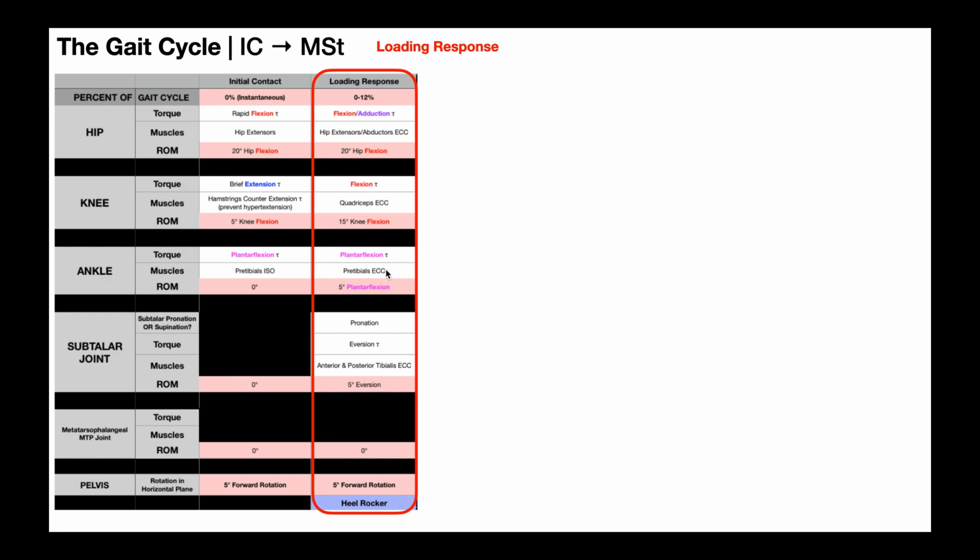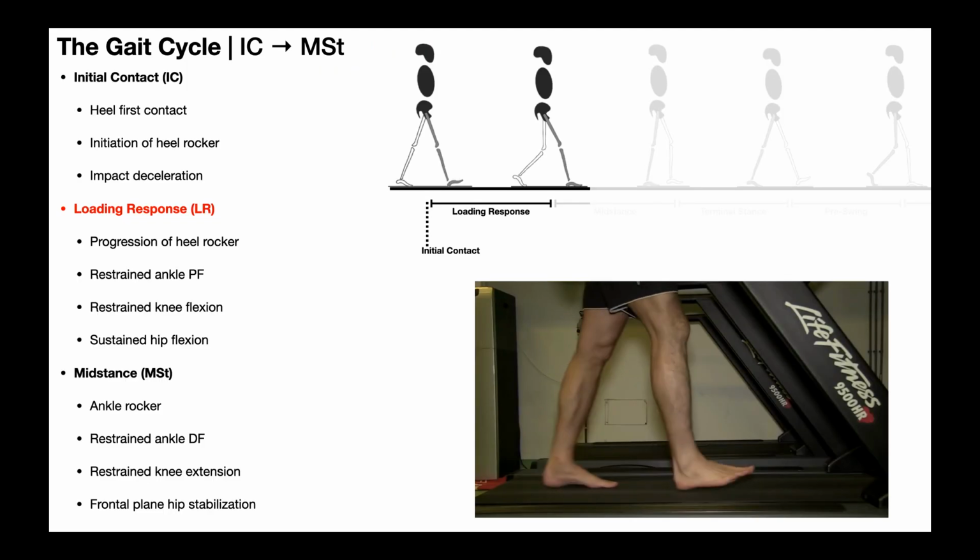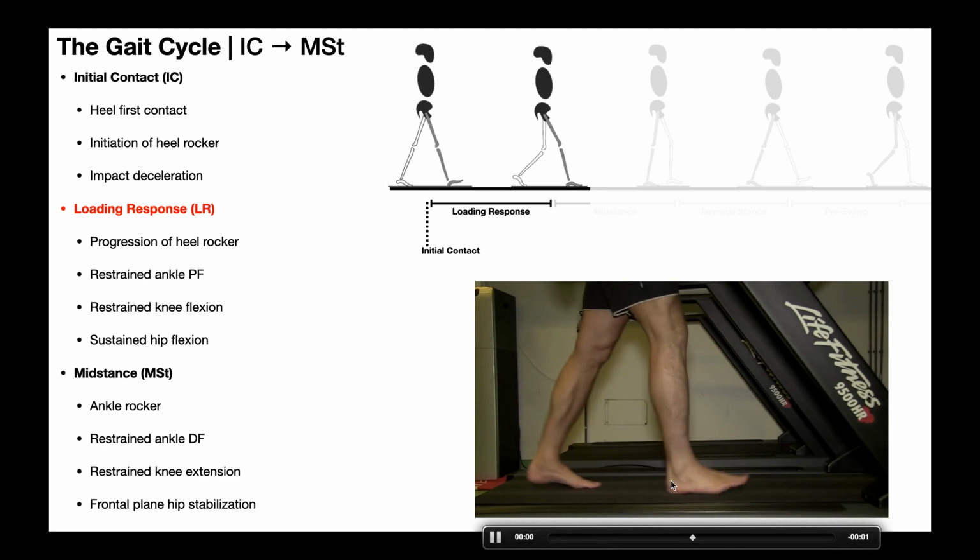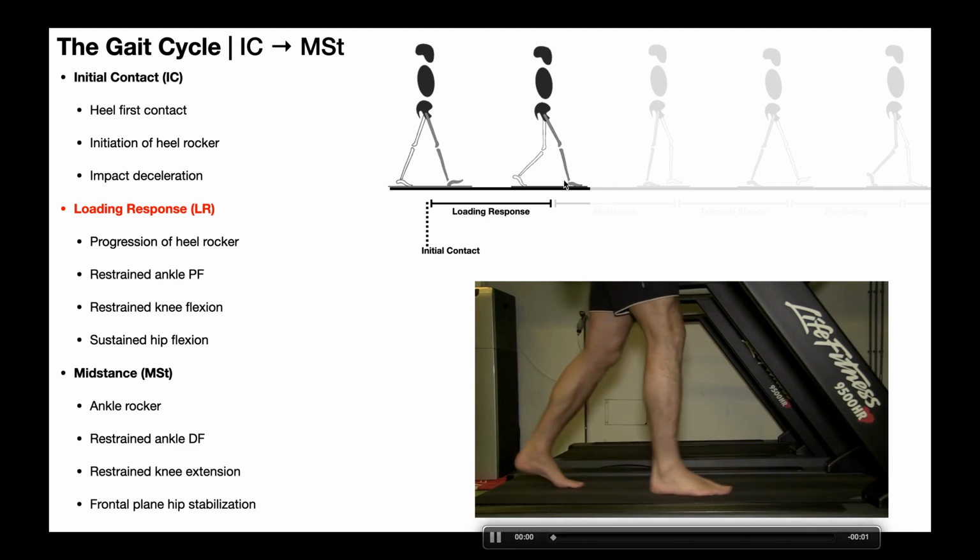And anytime you see this eccentric, that's what you need to think: controlled plantar flexion, or whatever the movement is. And so we go from a neutral ankle joint in initial contact to about 5 degrees of plantar flexion. And it's a little bit difficult to tell in this video, but as we go through the heel rocker in loading response, we're actually getting slightly more plantar flexion at the ankle joint. You can actually tell that a little bit easier in this picture up here.